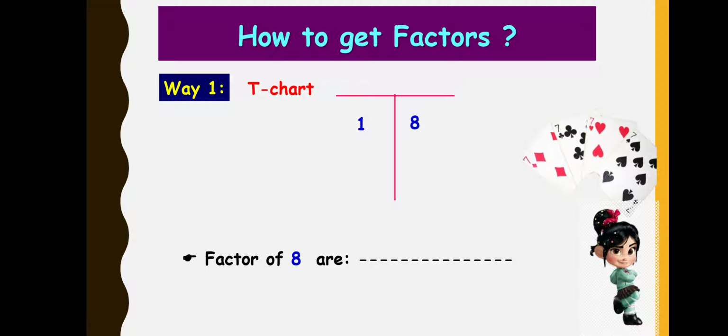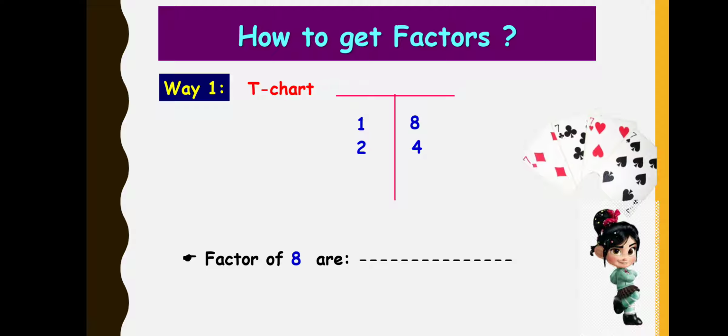What else? After I take the 1, I should try with 2. 2 times what will give me 8? 2 times 4. Then does 3 times anything give me 8? No, 8 is not in table 3. So I take the 4. 4 times what will give me 8? 4 times 2. But I already wrote the 2 and the 4.